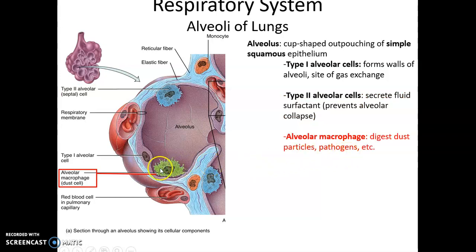And then the third cell is the alveolar macrophage. Again, a macrophage is a white blood cell, and the macrophage is going to be traveling around within the alveolus, engulfing any pathogens, any dust particulates, anything it finds that it feels shouldn't be within the alveolus. Unfortunately, there are things that the alveolar macrophage cannot engulf, and those can build up over time within the lungs.